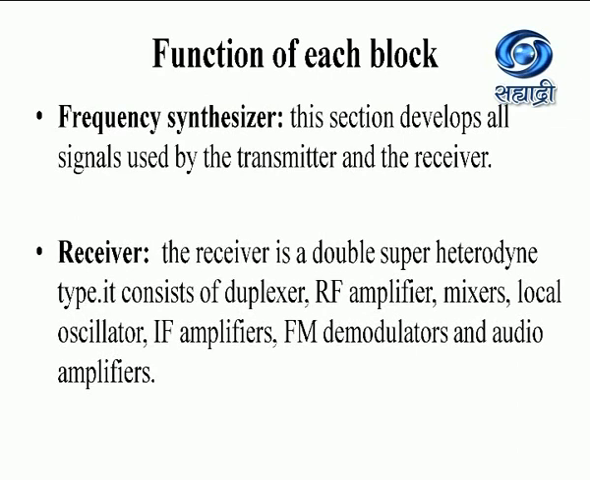Frequency synthesizer. This section develops all signals used by transmitter and receiver. Receiver. The receiver is a double super heterodyne type. It consists of duplexer, RF amplifier, mixer, local oscillator, IF amplifiers, FM modulator and audio amplifiers.